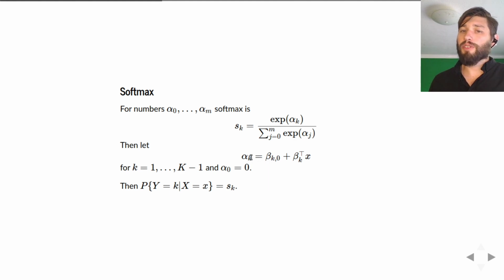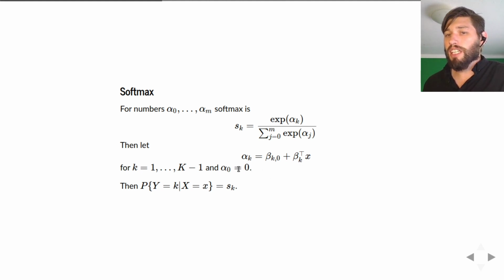And so if you let alpha k be the logits here, and then also let alpha 0 be 0, so that's for all classes other than 0, then you can find that this probability is the softmax function applied to those logits. And we can pretty much always get that alpha 0 is equal to 0 in some sense, because if it was non-zero, we could just subtract it from all the alpha k's and still get the same softmax.